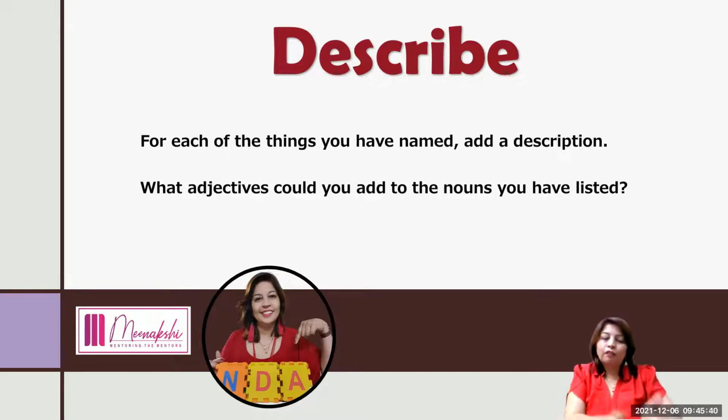NDA, right? In the first column, they have written the nouns that they noticed and can recall from the screen, from visualization, right? And then afterwards, they need to describe those nouns, right? So for each of the things they have named, add a description. What adjectives could you add to the nouns you have listed, right?